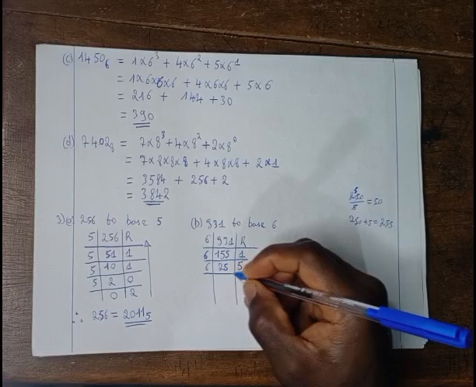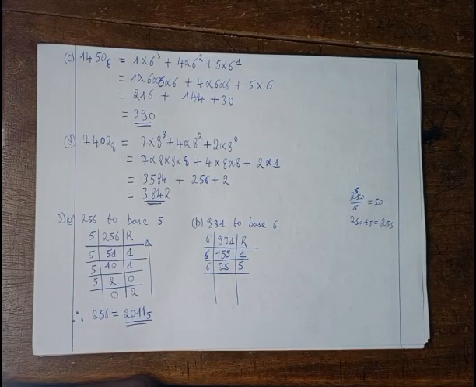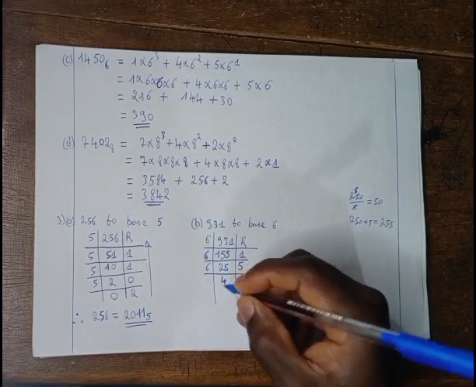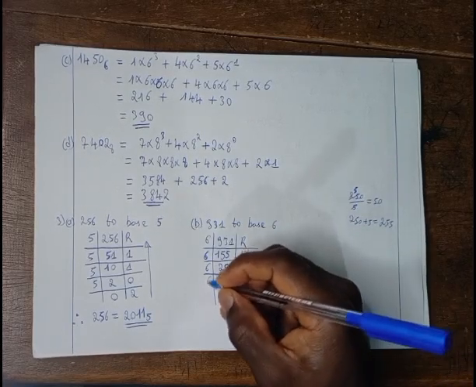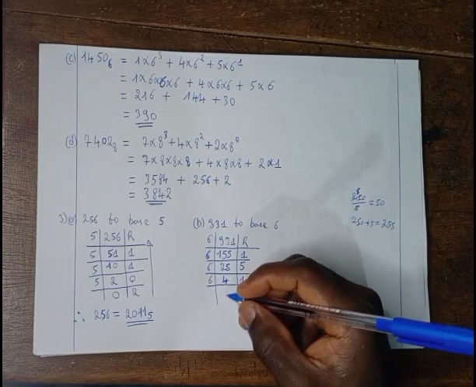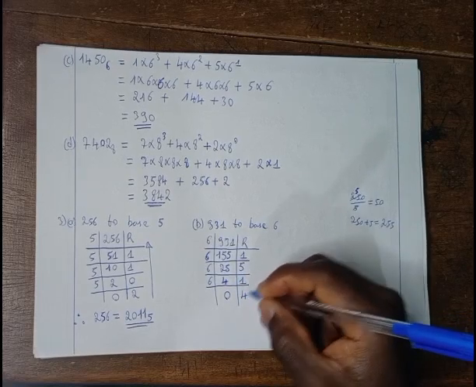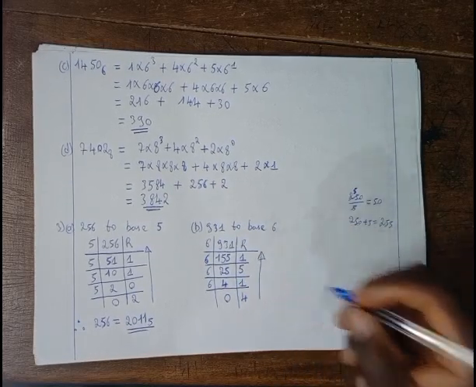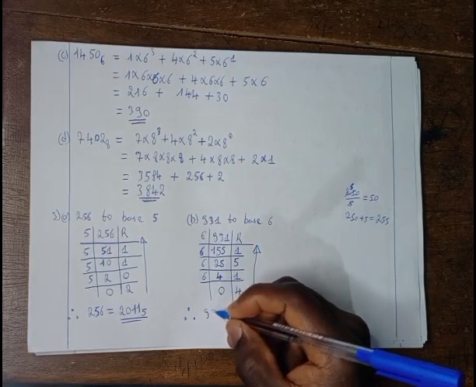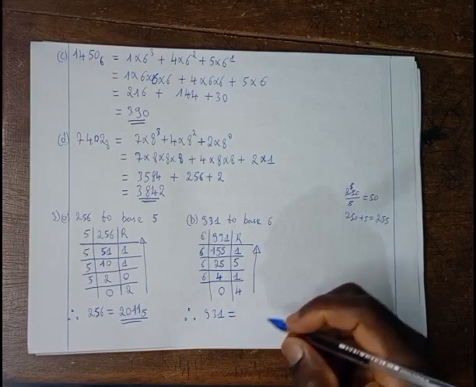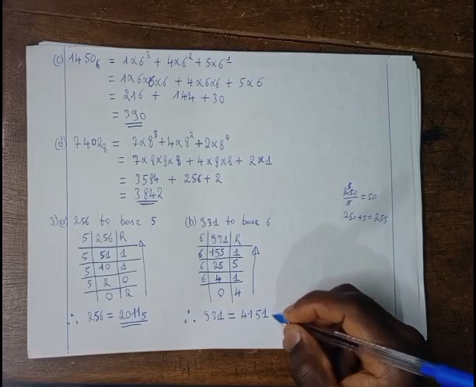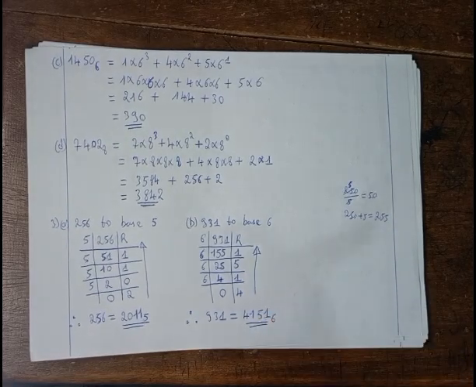We divide 25 by 6. The whole number part will simply be 4. And the remainder will be 1. 4 is less than 6. So if we divide 4 by 6, the whole number part will simply be 0 and the remainder will be 4. We copy from bottom to top. Therefore, the number 931 in base 6 is simply 4151. Then we must write down the base, base 6.